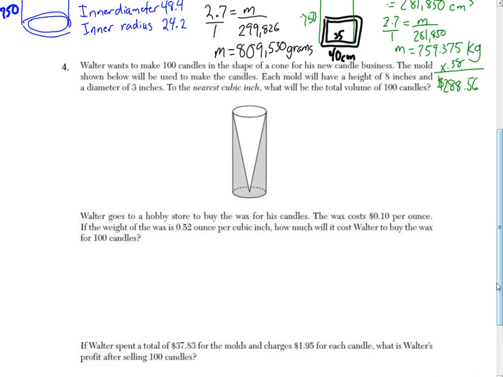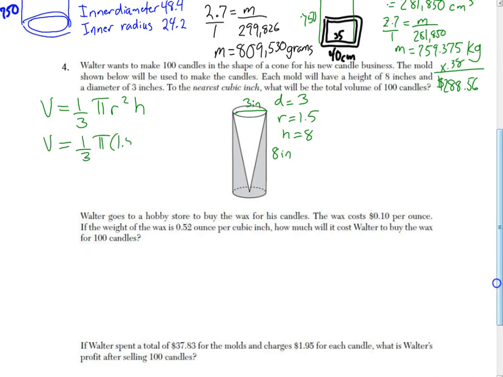Okay, now the candle itself is simply the cone. So let's not get confused by the cylinder. So 8 inches, we have a 3-inch diameter. For the volume of a cone, it's 1/3 pi r squared h. So the diameter is 3, the radius is 1.5, and the height is 8. So we would do 1/3 pi times 1.5 squared times 8. And that will give us the volume of one cone.